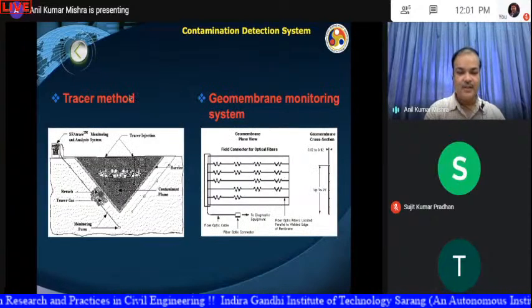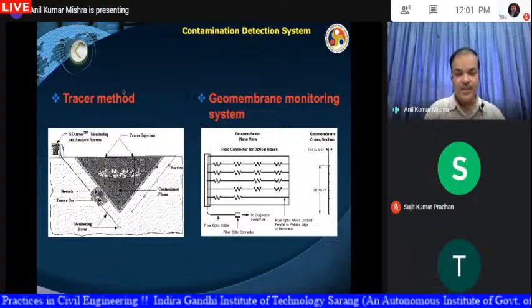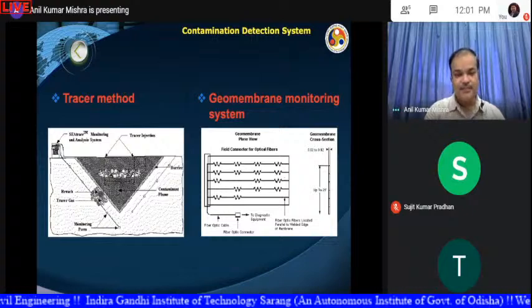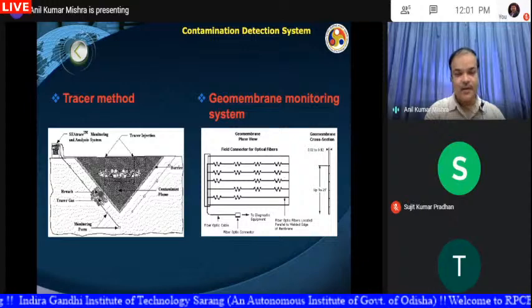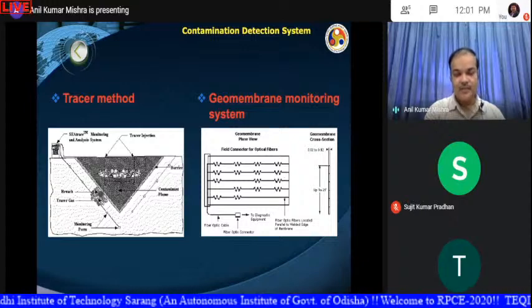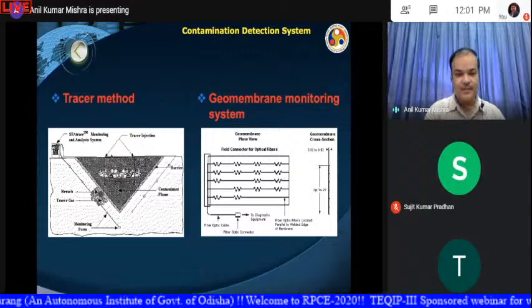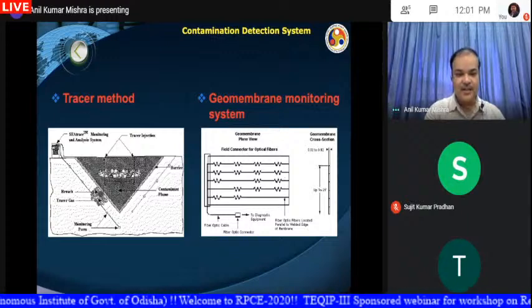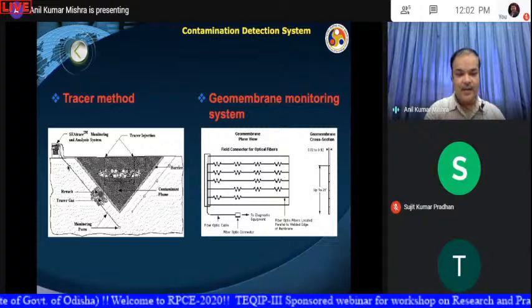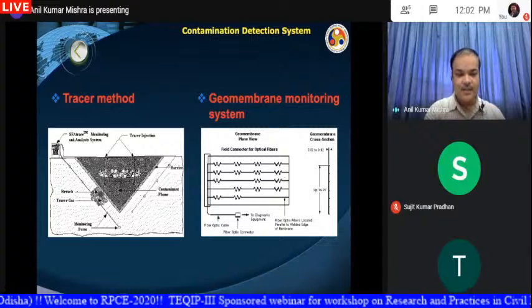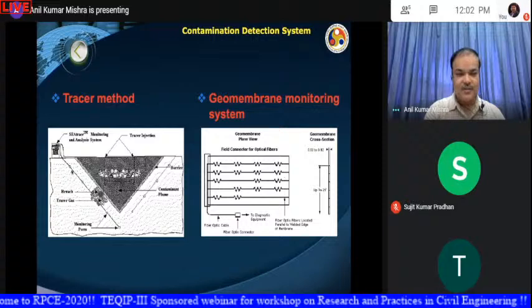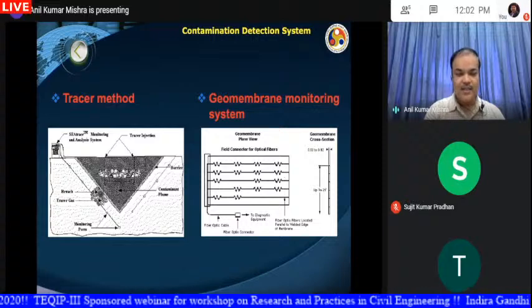Similarly, other techniques are there. One is called the tracer method. The most important thing is that all this contamination takes place below the soil. That's why we cannot see it. Therefore we have to go for an indirect method. So in the tracer method, what happens? A tracer will be injected like this one, and it will be recorded here. If the tracer is coming out from this side, that means some leakage is happening.